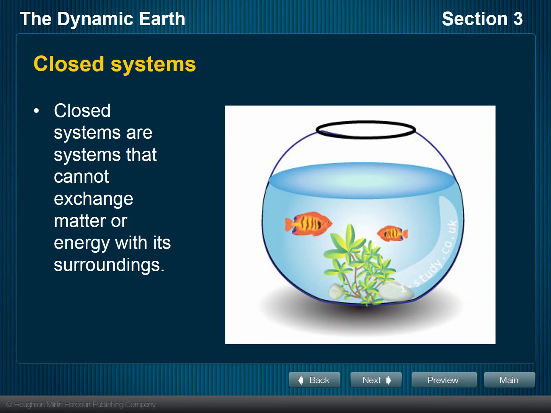Closed systems are systems that cannot exchange matter or energy with their surroundings. They don't exist in pure form in nature. In the example of the fishbowl, light enters and heats up the water. This heat is then radiated back out of the fishbowl, representing an exchange of energy. None of the matter, water, plants, stones, fish, leave the bowl though, and no extra matter enters.